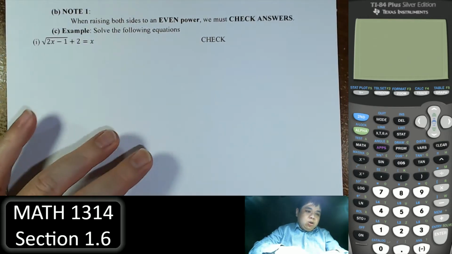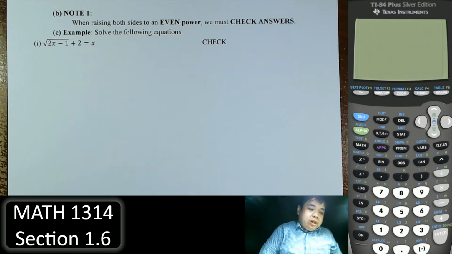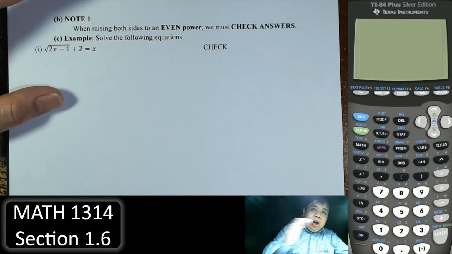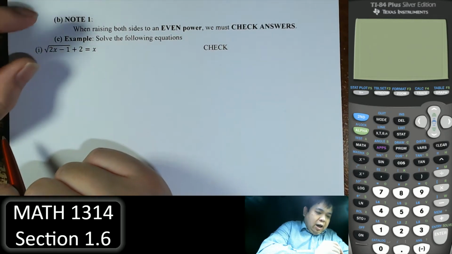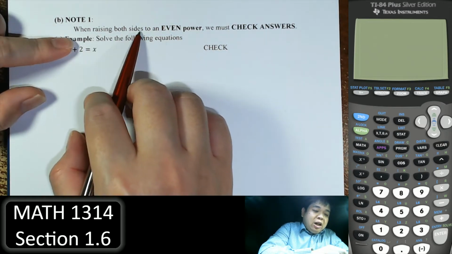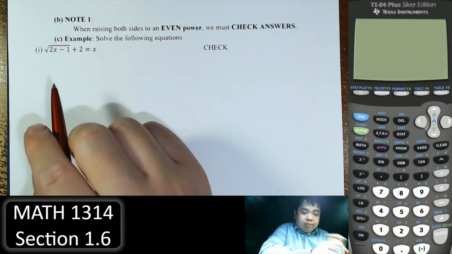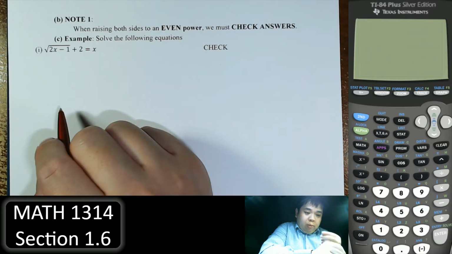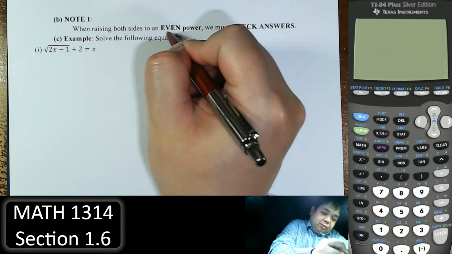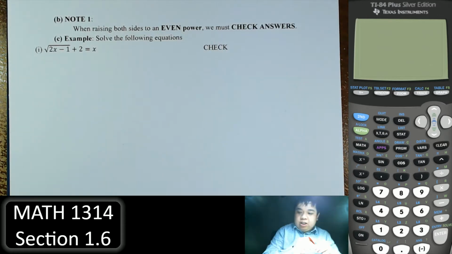Note, so in order to solve the equation that has square root in it, we have to get rid of the square root. And the way to do that is square both sides. So I put a little note here. When raising both sides to an even power, including square or to the fourth power and so on, we must check the answer. So just keep that in mind.